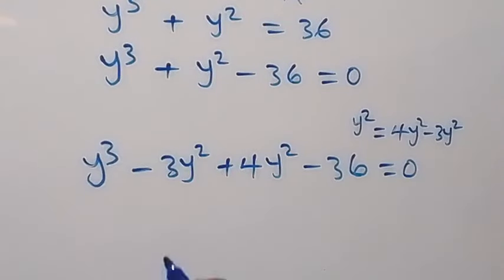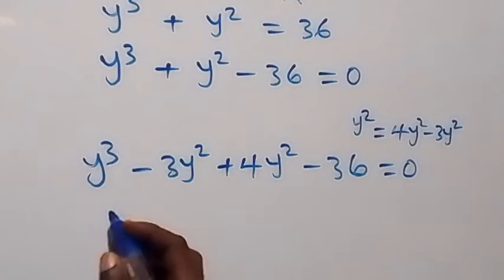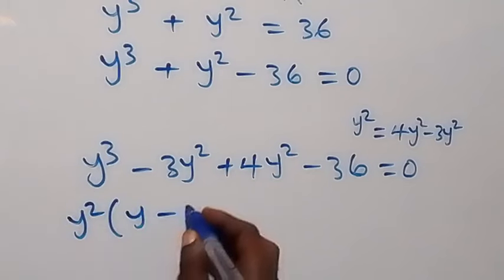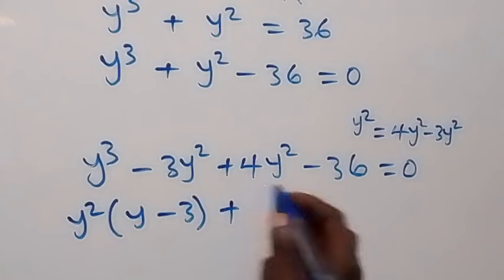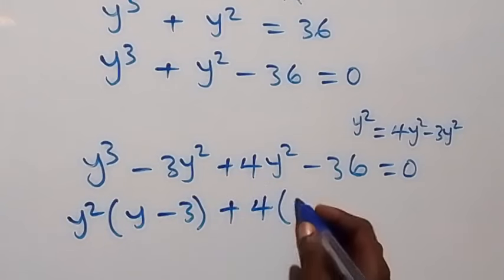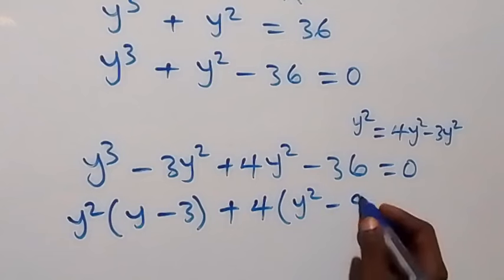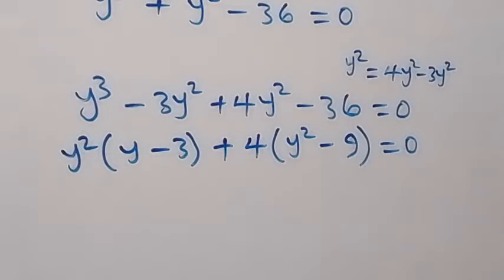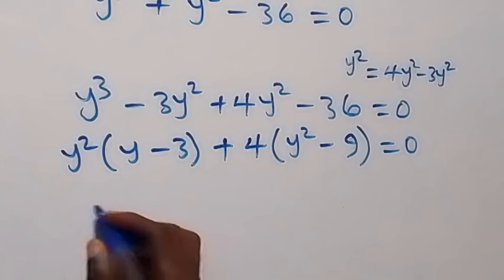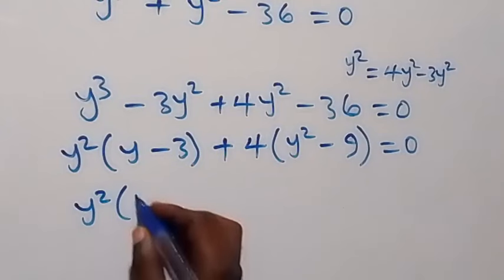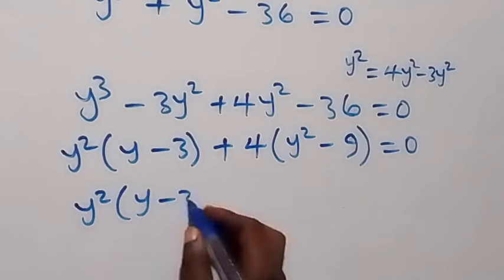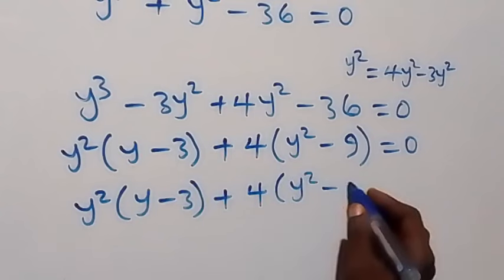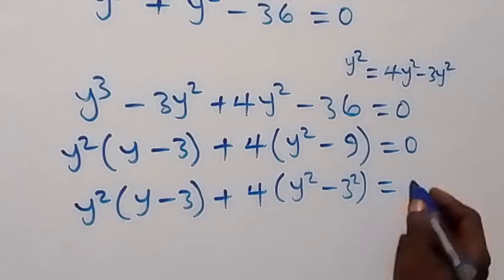Next, we can group this together into 2. And what is common here, we have y squared, then into bracket y minus 3, then plus here, 4 is common, so we have y squared minus 9, then equals to 0. Then also here we can write 9 as 3 squared. Then we have y squared into bracket y minus 3, then plus 4 into bracket y squared minus 3 squared, that equals to 0.